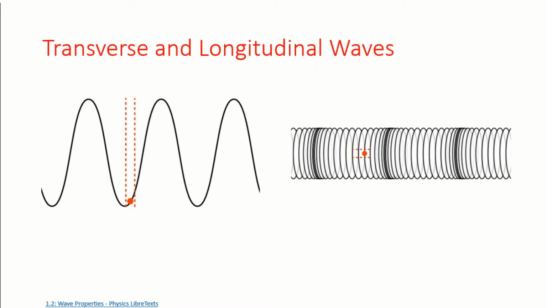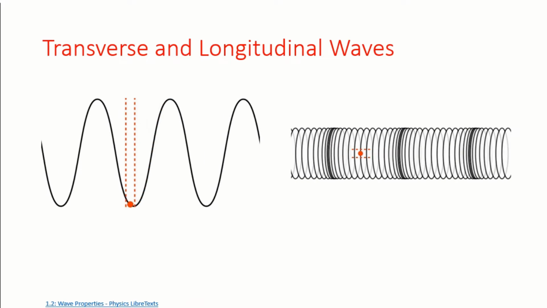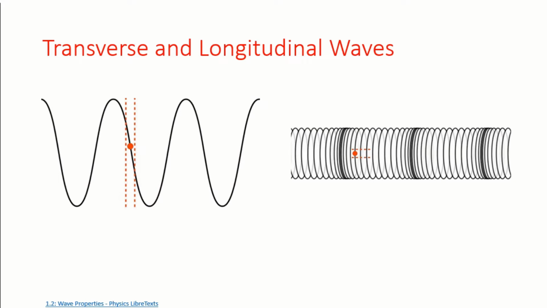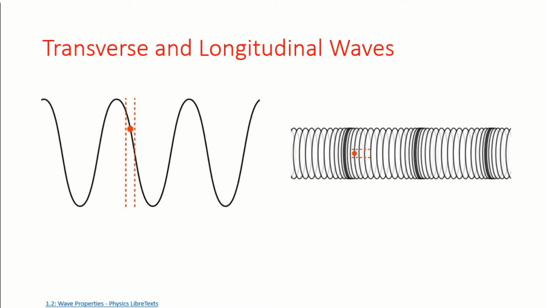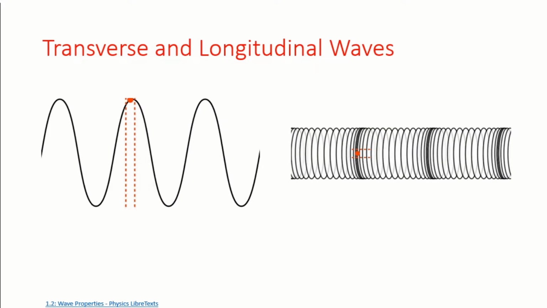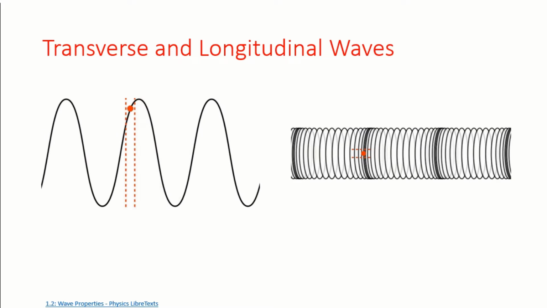We're going to begin by looking at the two GIFs that are on the screen. I should say at this point, I didn't make these. I definitely don't know how to do that. These are both from the wave properties section of the LibreText physics website, so please do go there if you need more explanation on this. I really like these demonstrations because they show very clearly what's happening in the two types of waves.